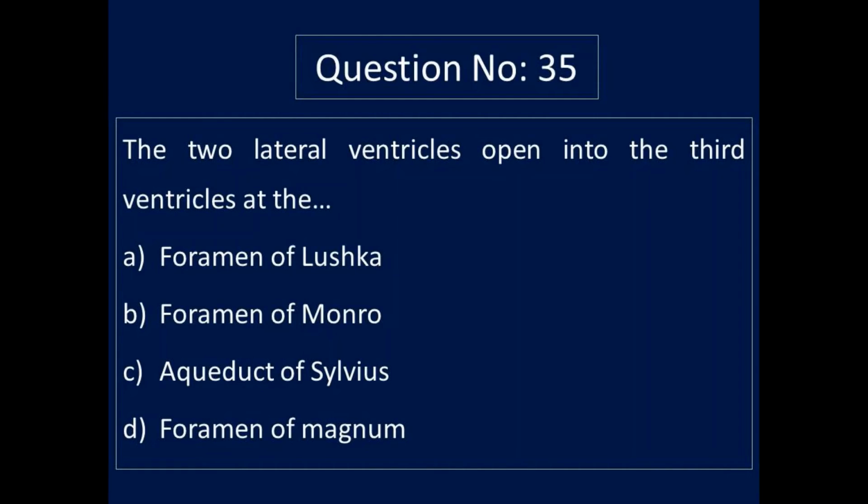Question number 35. The two lateral ventricles open into the third ventricle at the: option A, foramen of Luschka; option B, foramen of Monro; option C, aqueduct of Sylvius; option D, foramen magnum. Right answer is option B, foramen of Monro.